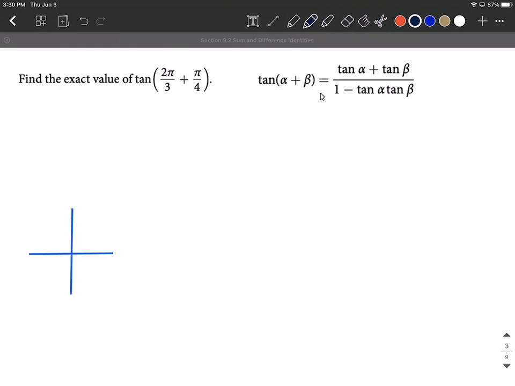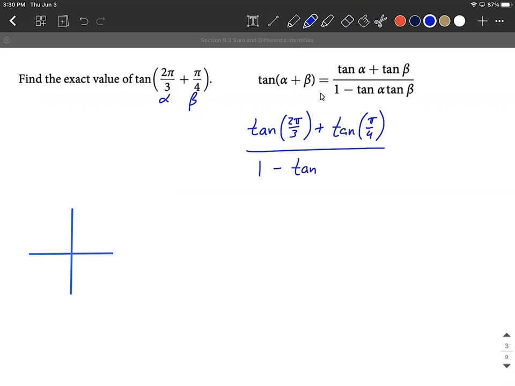As we get filling in, what I would suggest first is just identify where everything fits together. We have two angles that are added together, so I'm going to label this one as alpha, this one as beta. Let's fill into our formula: this is the tangent of alpha, which we said was 2 pi over 3, plus the tangent of beta, which we said was pi over 4, all over 1 minus the tangent of, again, alpha, 2 pi over 3, times the tangent of beta, which is pi over 4.